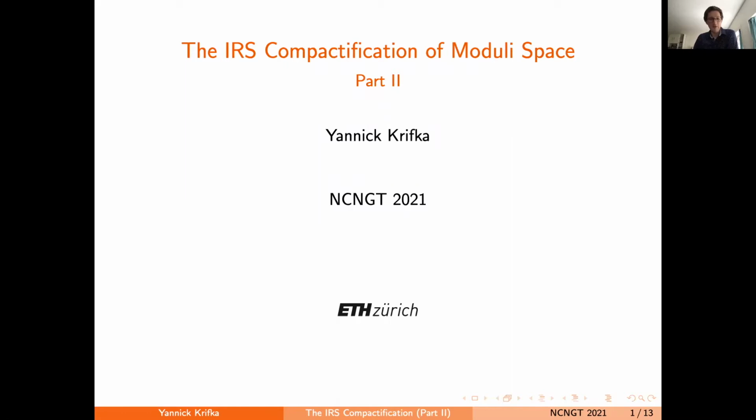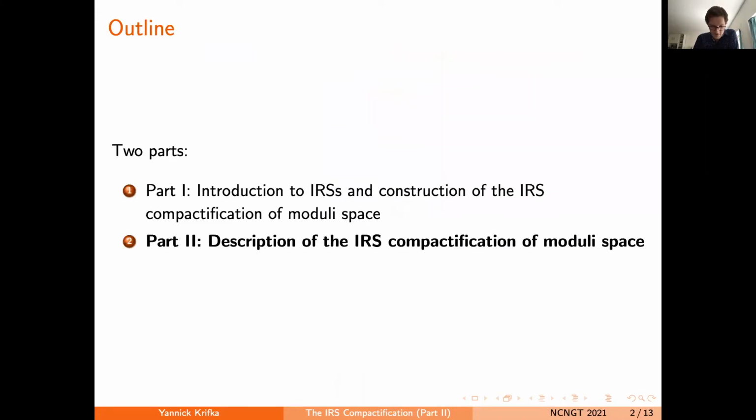And I will talk about the IRS compactification of moduli space. So as I said, this is the second of two videos. In the first part, I introduced invariant random subgroups, or IRSs for short, and I constructed the IRS compactification of moduli space. And today, I want to talk a little about the description of the IRS compactification of moduli space. So before I start straight away with that, I would like to do a short recap from part one.